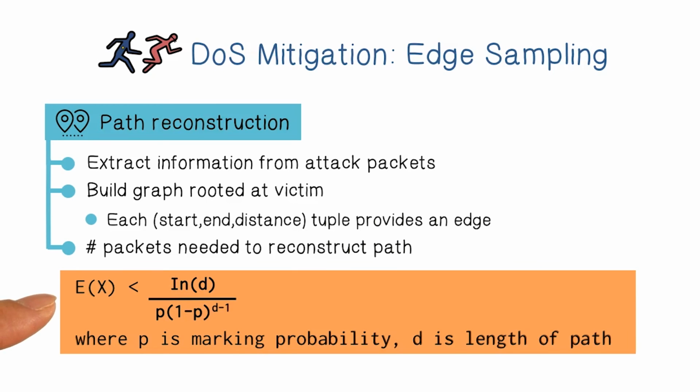This is the expected number of packets, and P is the probability of head versus tail, and D is the length of the path.